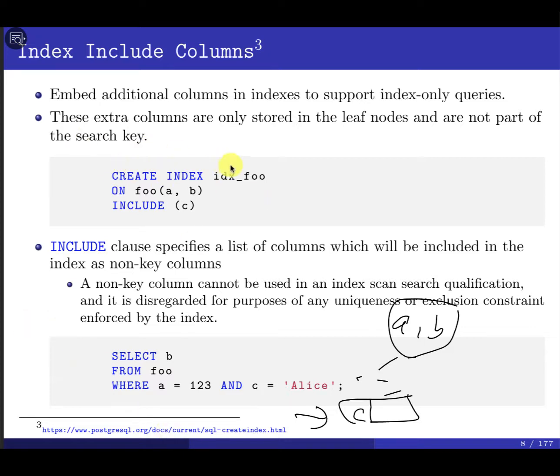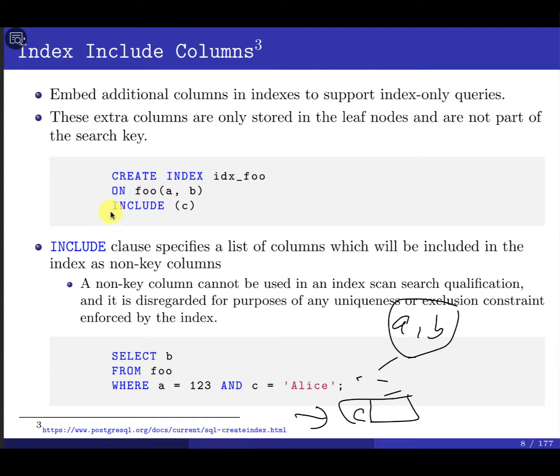So we can create an index the normal way on attributes A and B, and include C. C is only stored in the leaf node, but is not part of the search key. Based on the Postgres description, I like this one: the optional INCLUDE clause specifies a list of columns which will be included in the index as non-key columns.